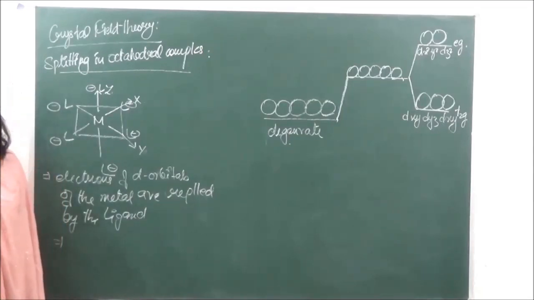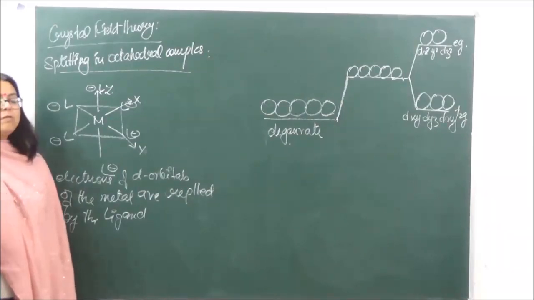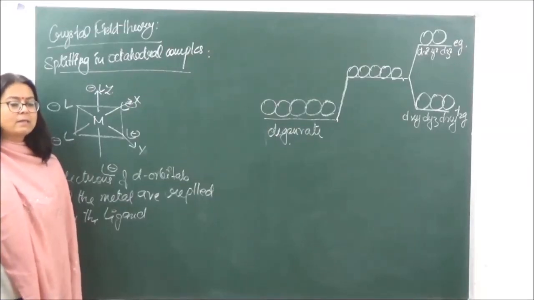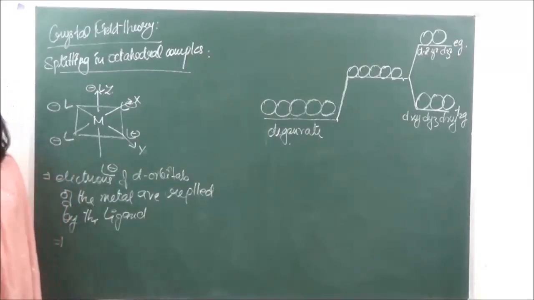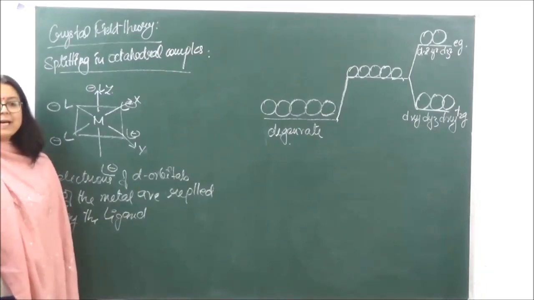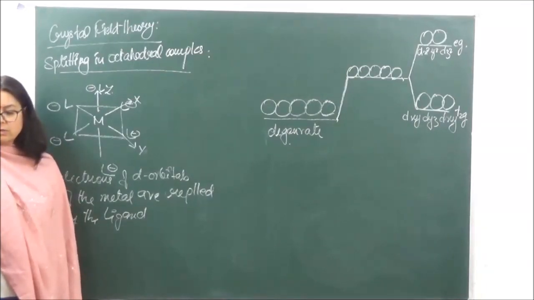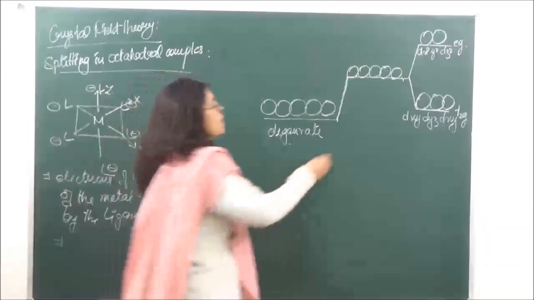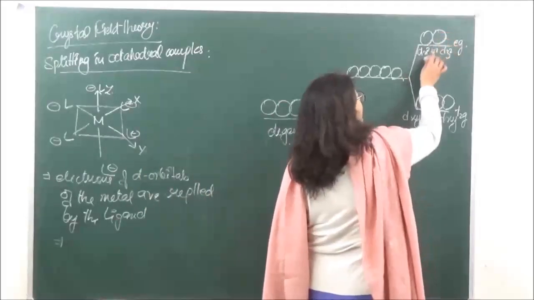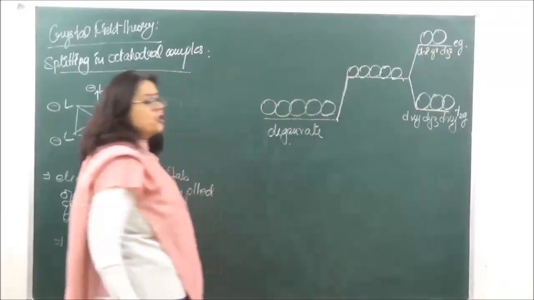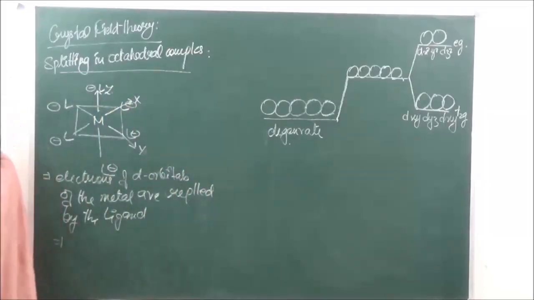So the third point you have to write down. Third point, as the lobes of dx square minus y square and dz square point directly towards the ligands, the repulsions are going to be more. Because the repulsions are more, they are going to go to a higher energy level and we have Eg orbitals.